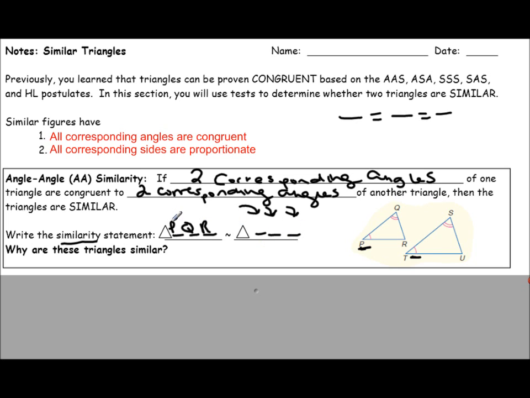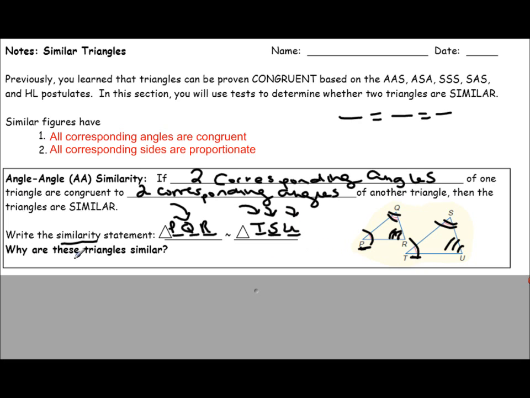Angle P has one arc. It's congruent to angle T, so the first letter to the right has to be T. Q has two arcs, so it must be in the same position as S, which also has two arcs. Finally, R has nothing, but if we marked the third angle it would have three arcs. So it has to be in the same position as U in our similarity statement.